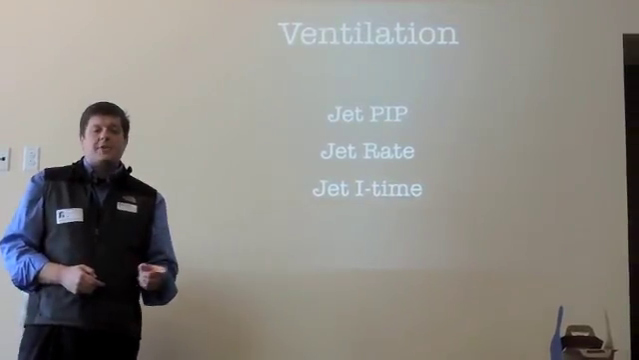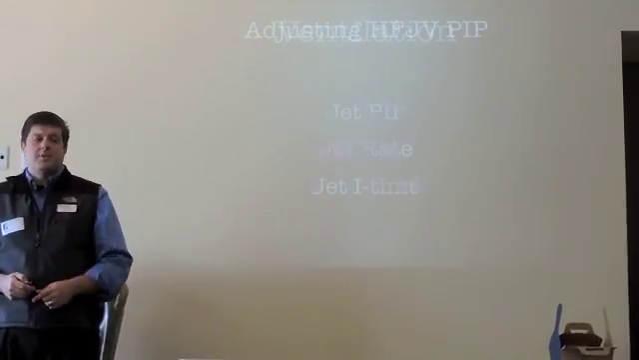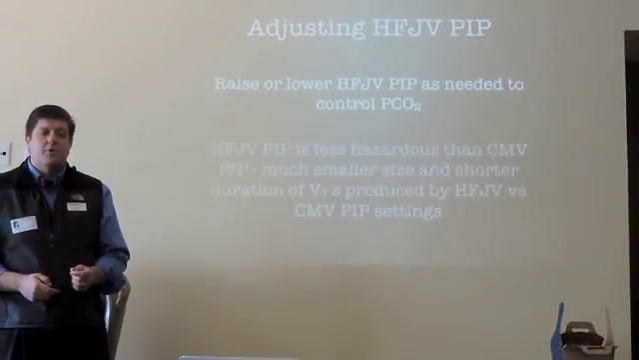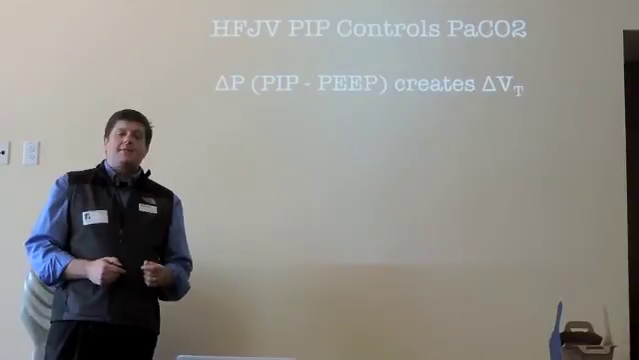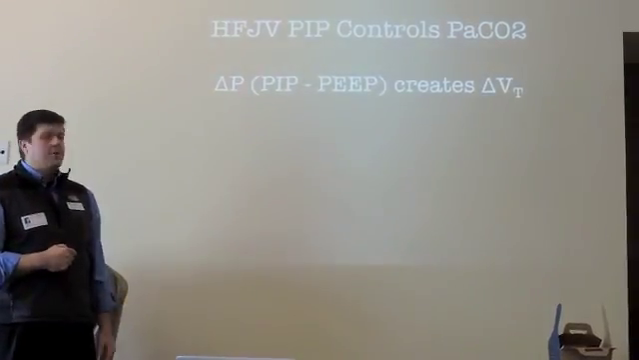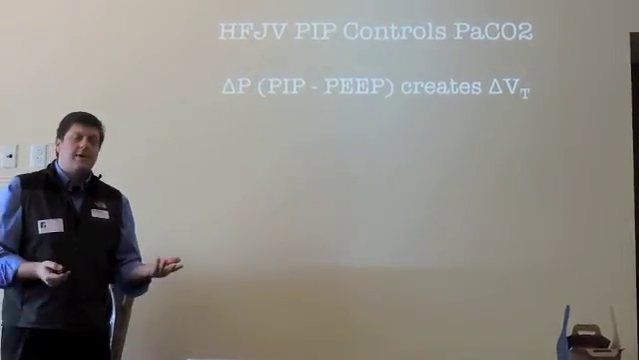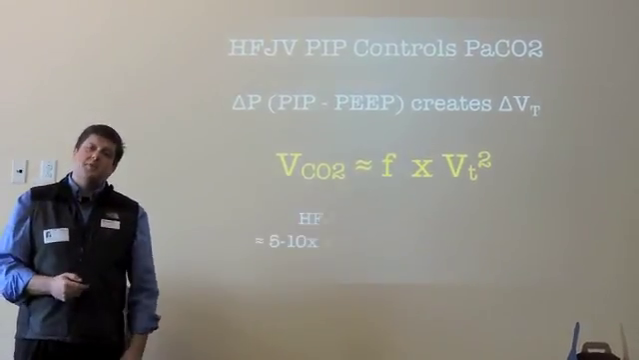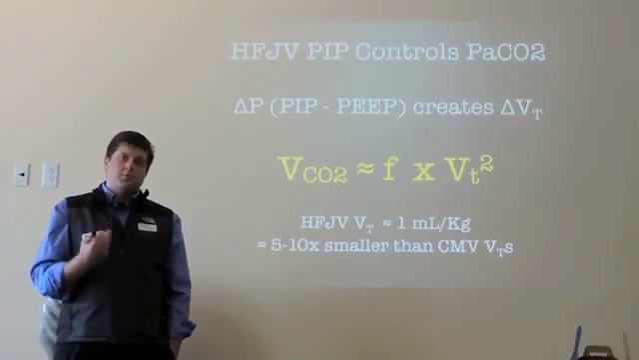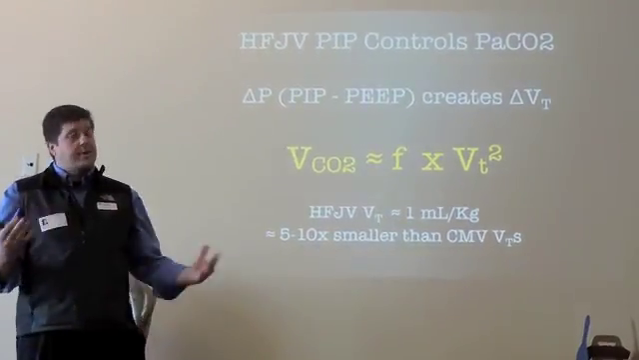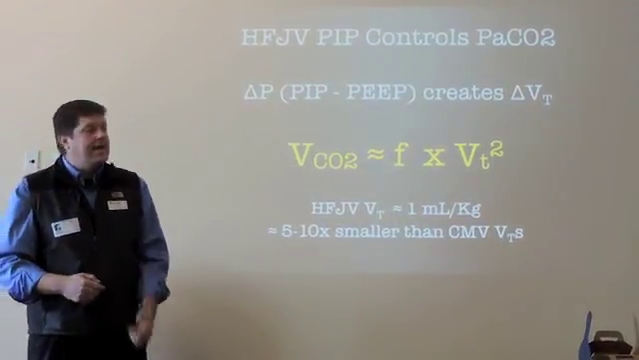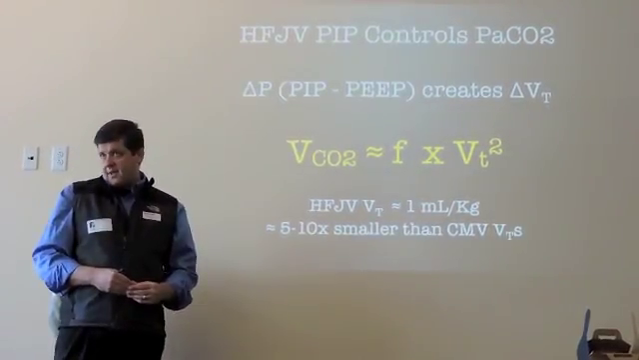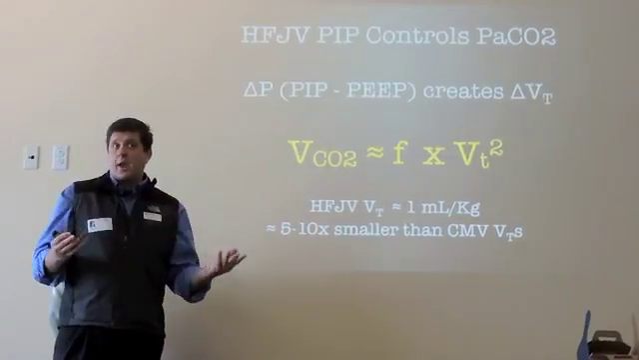So now that we've got oxygenation out of the way, let's talk about ventilation, which is, again, all about the jet. And the jet PIP is your primary control for ventilation. That's because when you increase the jet PIP, you create a delta P, your delta P creates a delta V, and that's what blows off CO2. But remember, your gas exchange formula is a little bit different now. It's now rate times tidal volume squared. It's not just rate times tidal volume anymore. So any change that you make to your volume delivery is going to have a much, much more profound effect on changing your CO2 than changing the rate ever will.